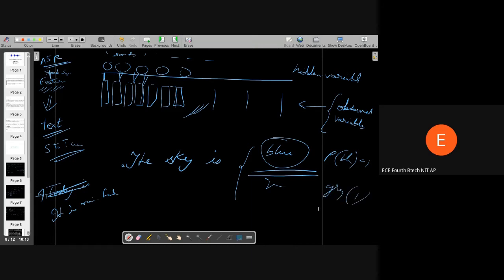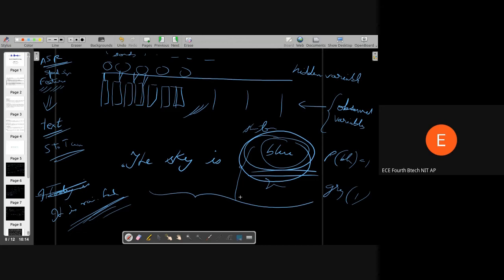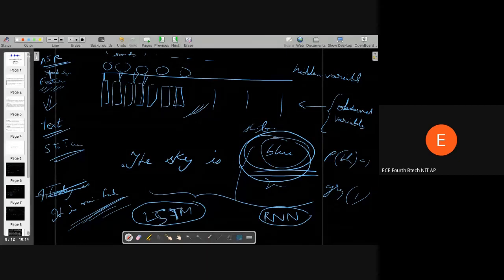This is called contextual information. In fact, this you can say is local context. This you can say is, let's not say local, short term context. This you can say is long term context. In fact, this is a very good example for neural networks, something called recurrent neural networks, and this is a very good example of LSTM, long short term memory. But these same concepts actually are there in HMM. It comes from HMM.